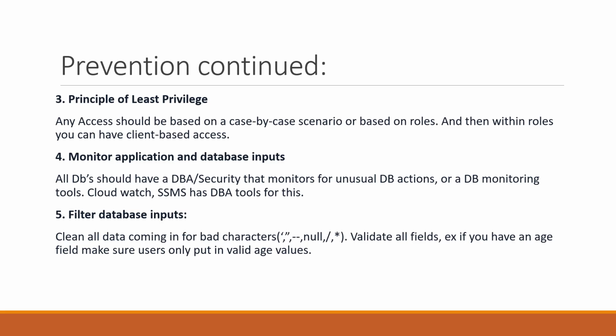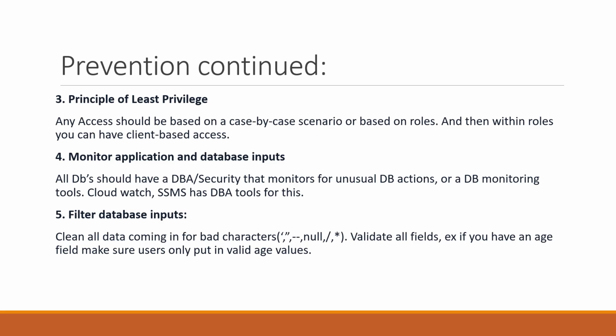The next way to limit or prevent SQL injections is monitoring application and database inputs. All databases should have a DBA or security team that monitors unusual database actions. There are different tools, such as CloudWatch in AWS. SSMS has database tools as well, and they're a nice way to monitor the database and make sure that nothing goes awry. For instance, if you have an email system and you know that the queries should only run for a fraction of a second, but you see them running for a whole minute, you should know that something's happening in this query field, and we need to investigate and figure out what's going on.